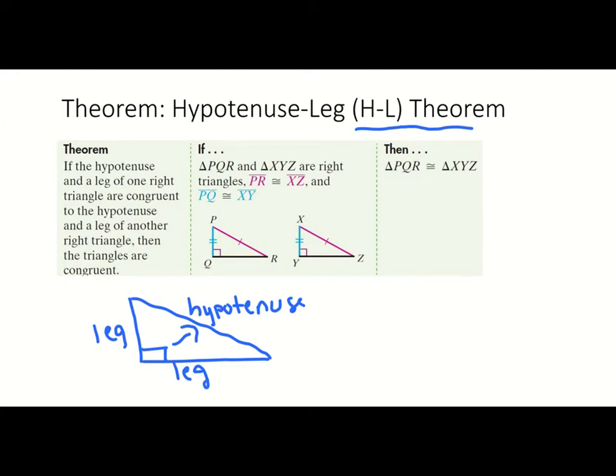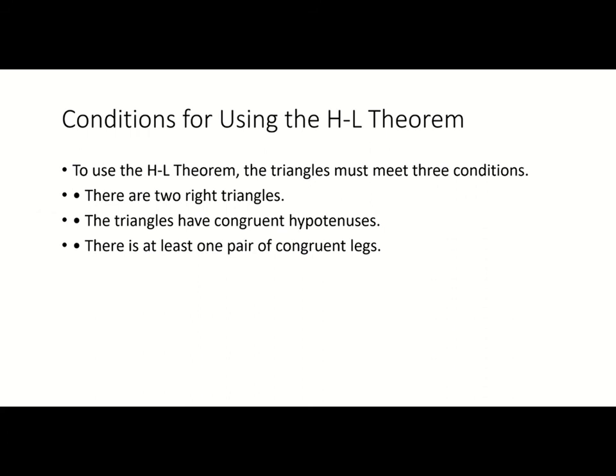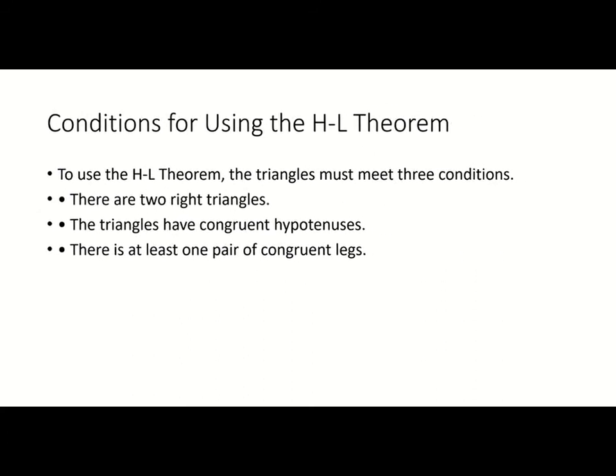So if we know the hypotenuse and a leg of one right triangle are congruent to the hypotenuse and a leg of another right triangle, then those 2 triangles are congruent. Now with the HL theorem, you can only use it when you have right triangles. It won't work with any other types of triangles. And again, here's just a reminder for using the HL theorem. You have to have 2 right triangles, so they have to be right triangles. They have to have congruent hypotenuses and a pair of congruent legs.